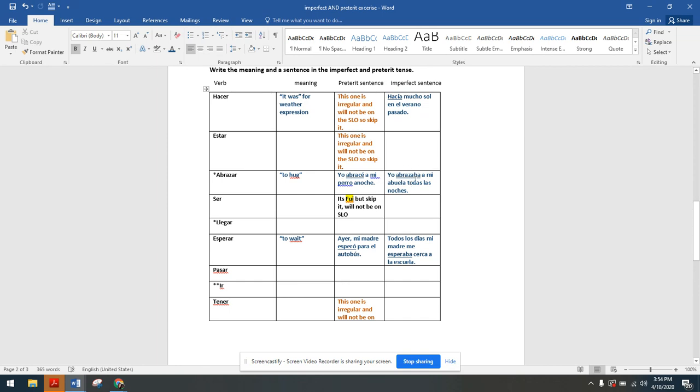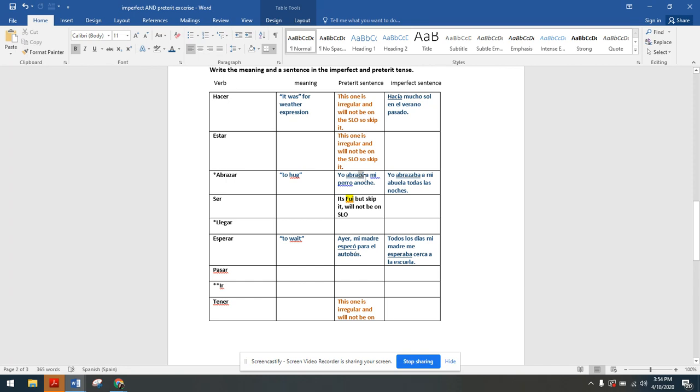So you can see imperfect, nothing happens to abrazar. Just because it's a zar, it still stays as zaba. Nothing happens. Yo abrazaba a mi abuela todas las noches. This means I used to hug my grandma every night, ongoing, okay? Abrazaba, nothing changed.